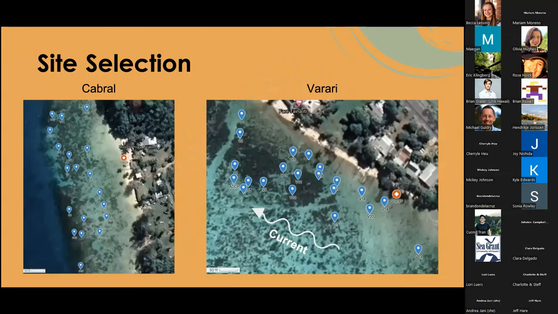At both of these locations, 20 sites were set up where a water sample would be collected. At Cabral on the left, there is no predominant current, so the sites were just distributed, radiating out from the seepage point to capture a good gradient. On the right, Vaiare has a predominant northwestern current, so the sites were located downstream of the seep to catch that signal.